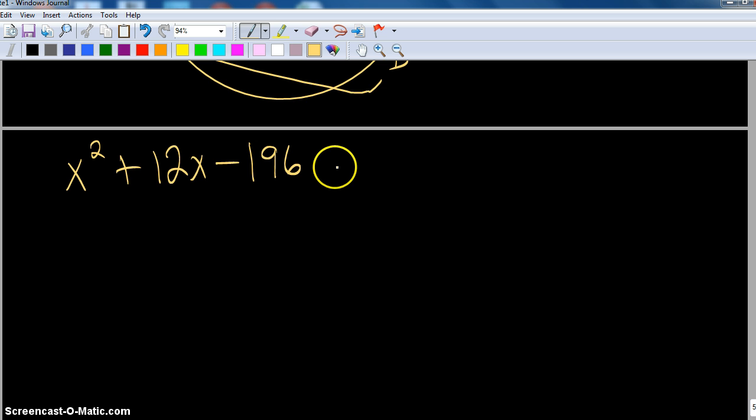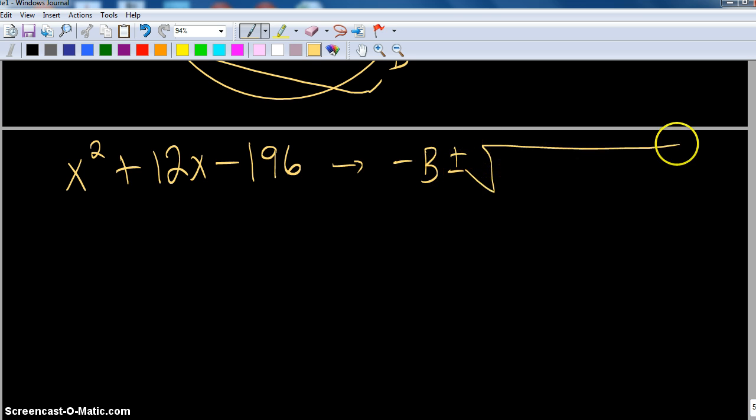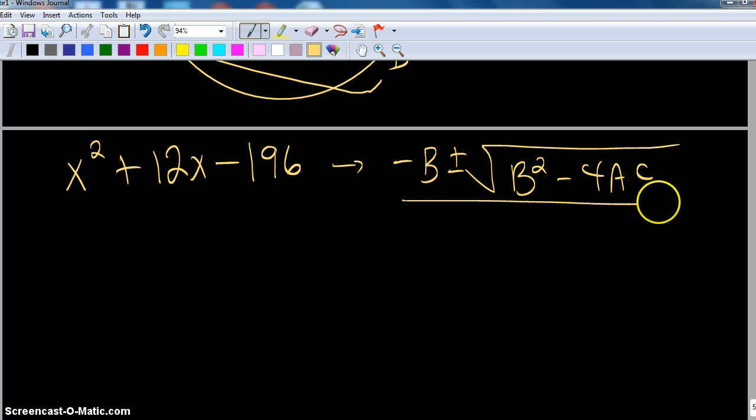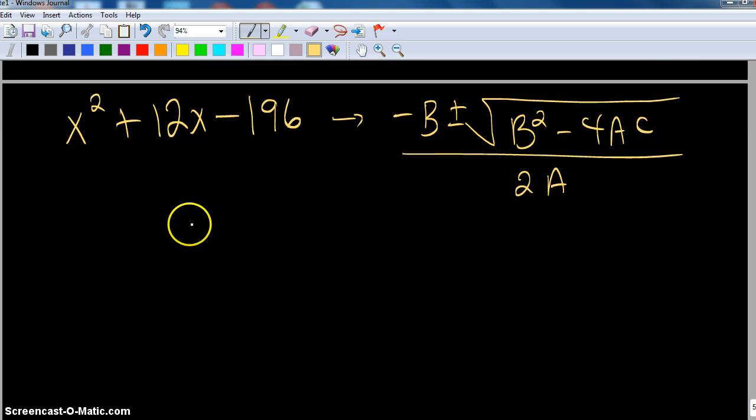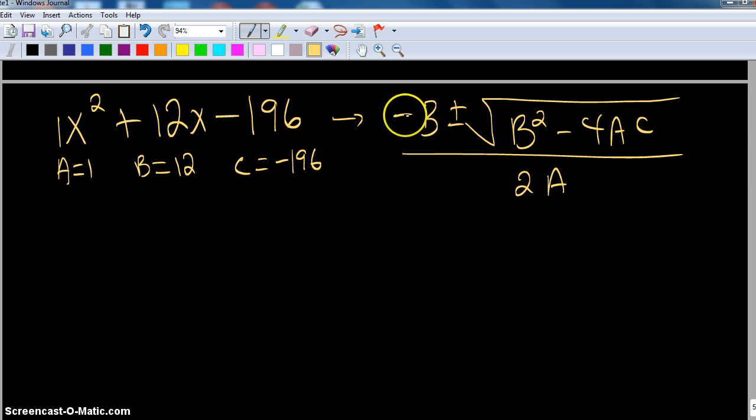And I'm not going to show you the cheat or shortcut method. I'm only going to show my regular classes that. So you need to learn how to do it using my favorite formula. Negative b plus or minus the square root of b squared minus 4ac, all that divided by 2a. That is the quadratic formula. There's a 1 there. This is a, so a is 1, b is 12, and c is negative 196. And you plug the numbers in.